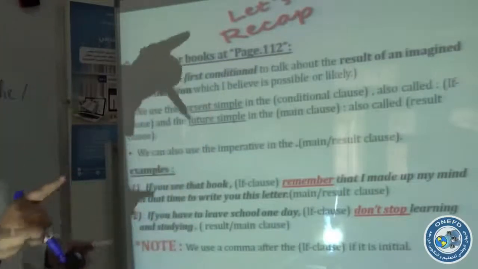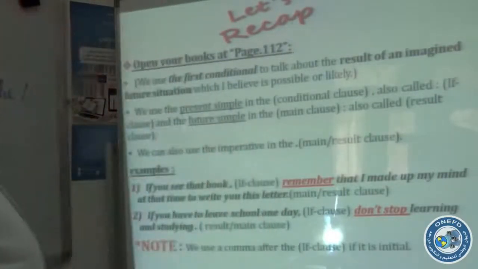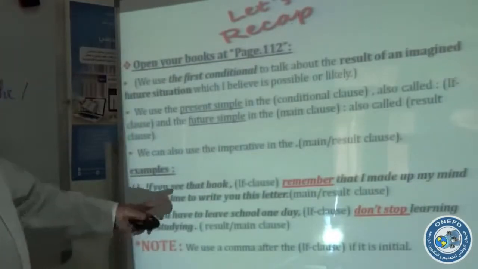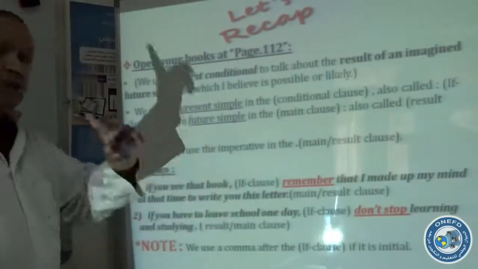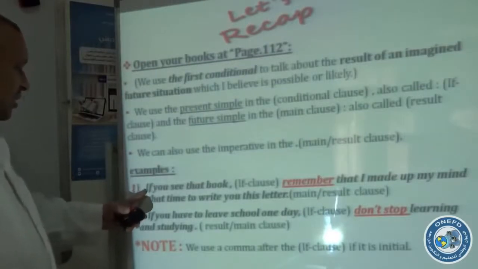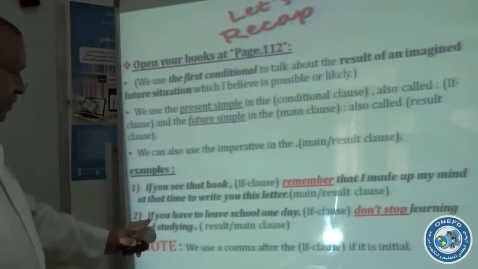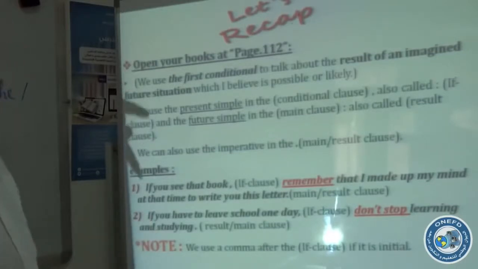Now if you invert the sentence, and we start like this, "Remember that I made up my mind at that time to write you this letter." Don't put a comma. Just finish your sentence and write, if you see that book. It's the same thing for the second sentence. I think it's clear. Now let's practice.